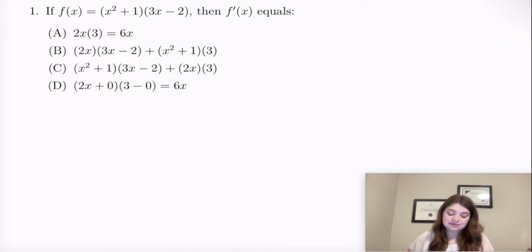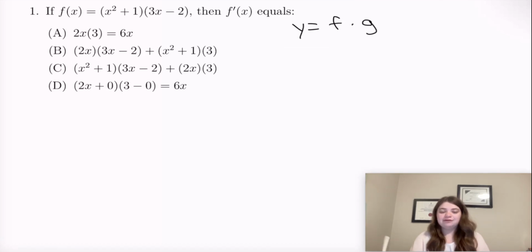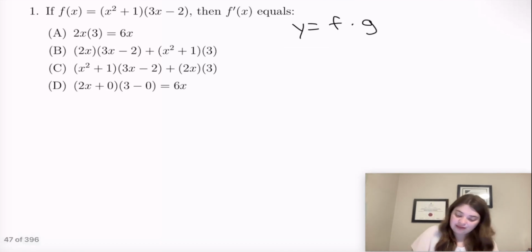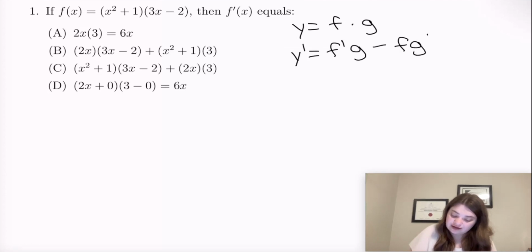All right, so here we're asked if f of x is equal to x squared plus 1 times 3x minus 2, what is the derivative? So in general, the derivative of a product, like let's say we have our original function, which is f times g, where f and g are functions like f of x, g of x, then the rule for derivative is derivative of the first times the second plus first times derivative of the second. Minus is for the quotient rule, which we'll get to in another example.